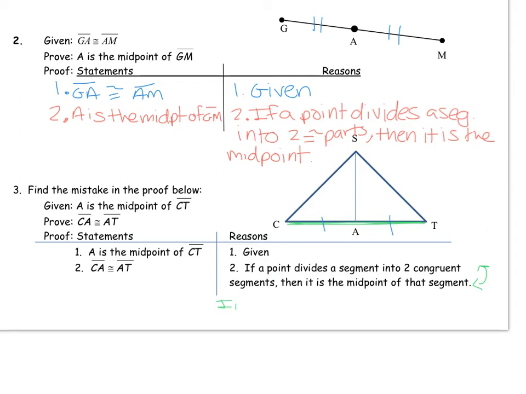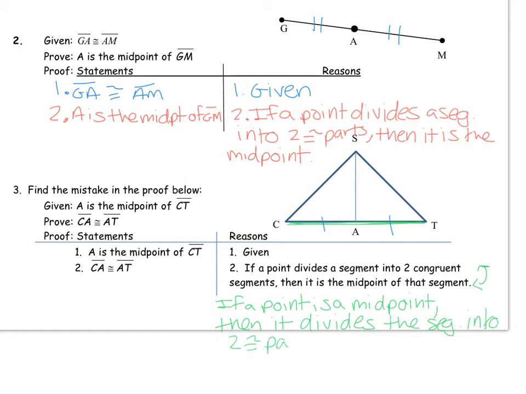We should be starting with if a point is a midpoint, then what does a midpoint do? Then it divides the segment into two congruent parts. Okay, so watch out for that. This is a really good skill, trying to look at a proof that's already been done and see if you can find the mistake. Midpoint should be in the if, congruent segment should be in the then. So here, when I corrected it, two congruent parts is now in the then part of the statement.